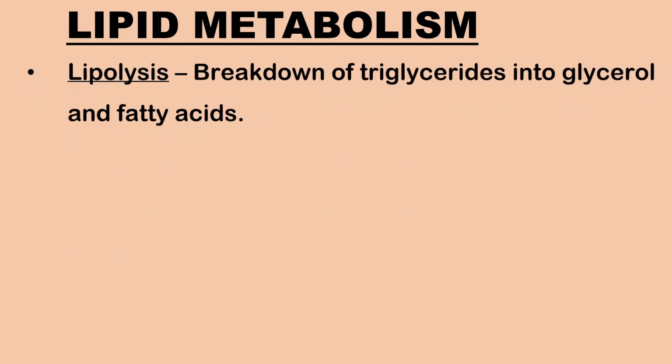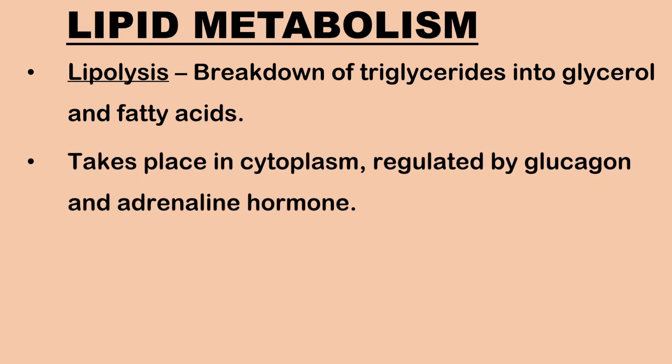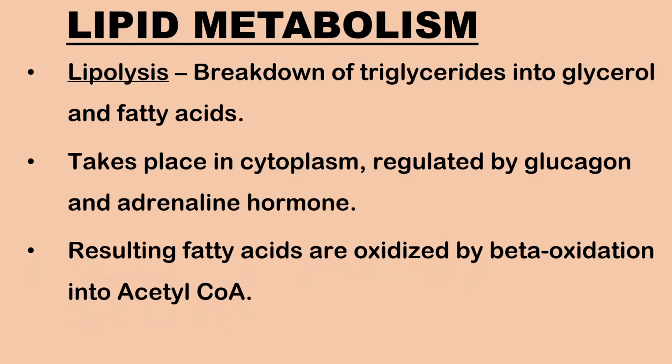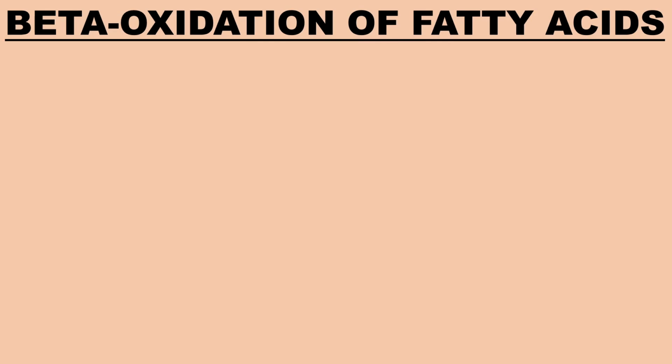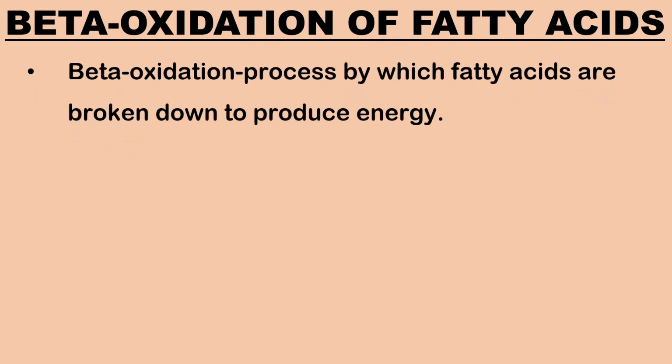Lipolysis is the breakdown of triglycerides into glycerol and fatty acids. It takes place in the cytoplasm and is regulated by glucagon and adrenaline hormone. The resulting fatty acids are oxidized by beta oxidation into acetyl coenzyme A. Next, let us learn about beta oxidation of fatty acids. Beta oxidation is a process by which fatty acids are broken down to produce energy.